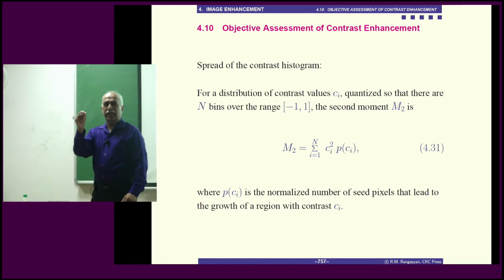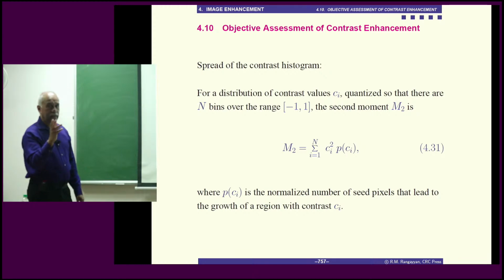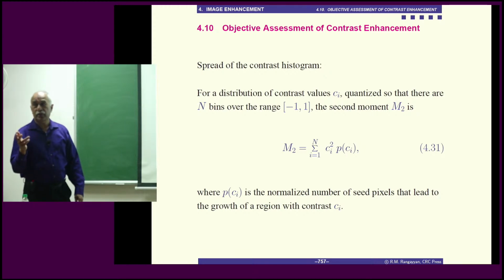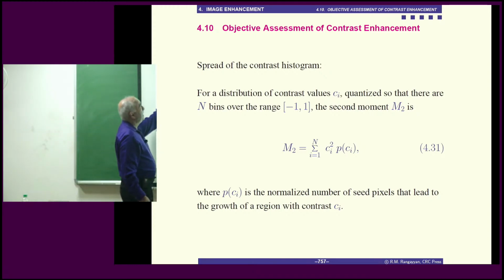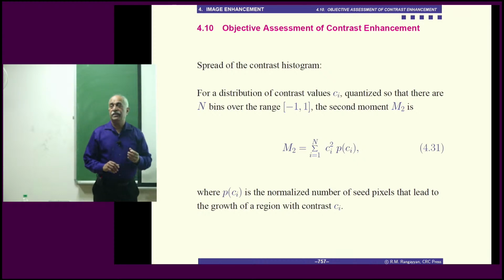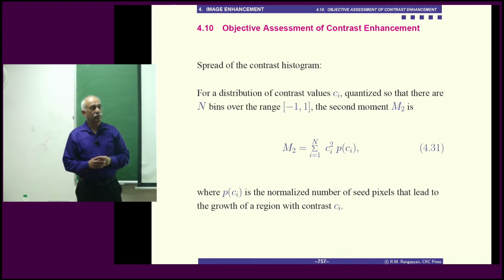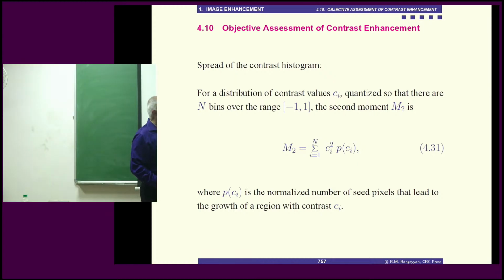Contrast values have been binned into little segments of the value range from 0 to plus minus 1 rather. So we have n bins in the range plus minus 1, and the moment you take the variance or second moment, CI squared PCI.